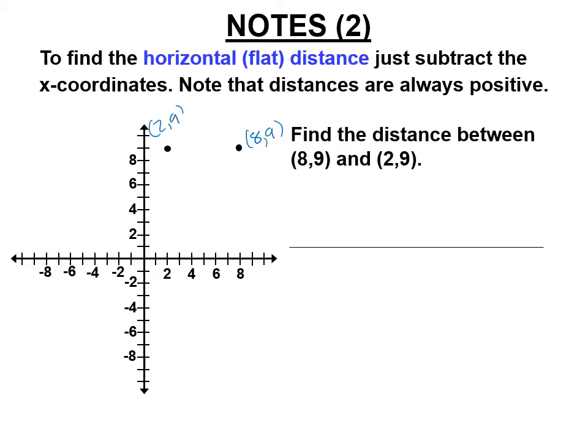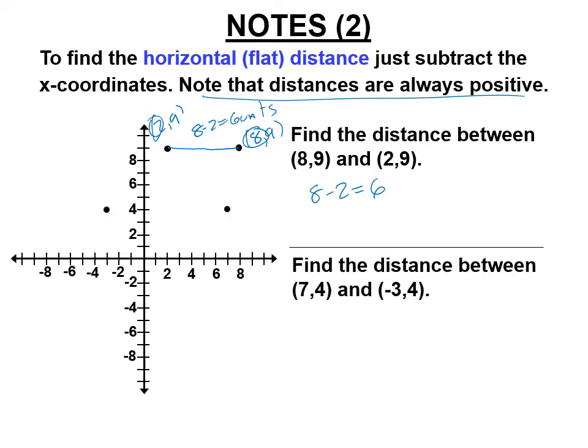And it says you just subtract the x-coordinates. Now you have to know which one is the x-coordinate, right? It's the first one. 8 minus 2 is 6. Now notice, distances are always positive, so we're not going to do 2 minus 8 and get -6, all right? We're going to force it to be positive. This distance, if I connect these, is from 2 to 8, and 8 minus 2 is 6 units, and that's a horizontal distance.